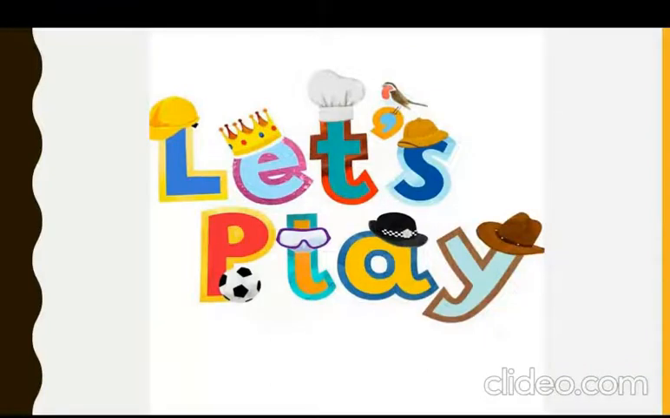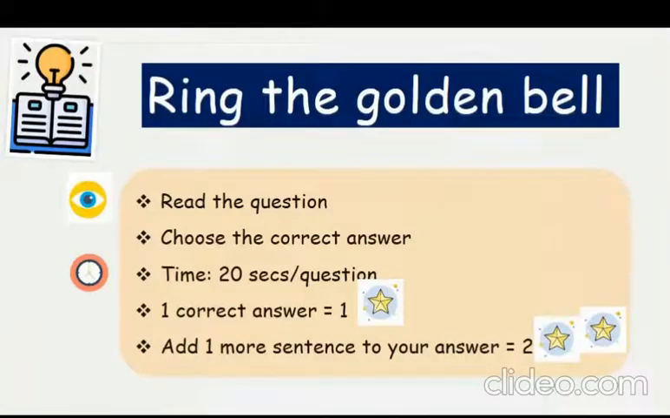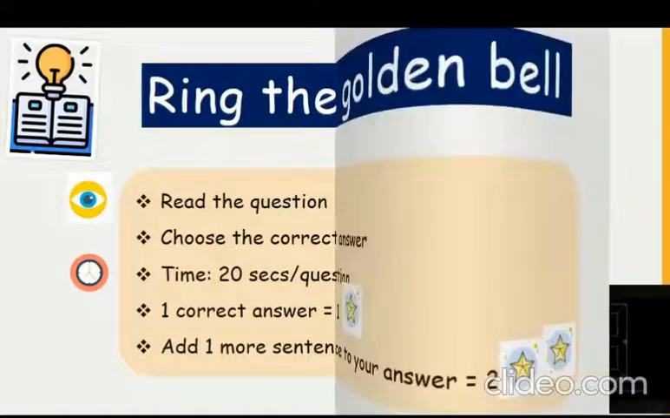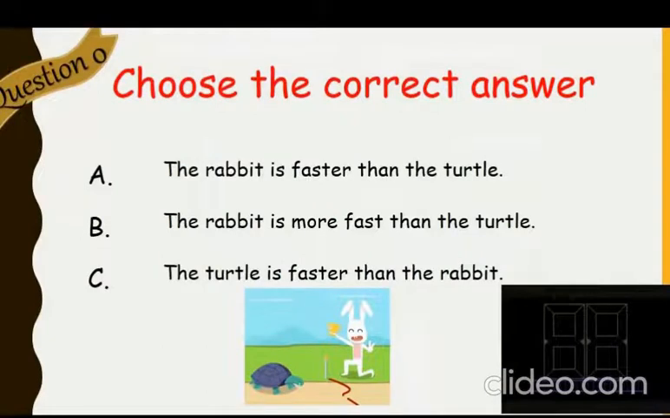Now let's move to a game. Let's play a game with comparative adjectives. Let's ring the golden bell. Let's read the question and choose the correct answer. 20 seconds for a question. If you have one correct answer, you have 1 star. If you can add one more sentence to your answer, you have 2 stars. Okay? Now, one example for you.